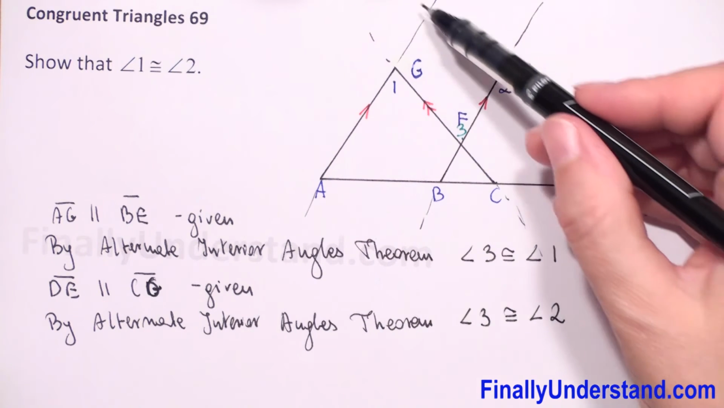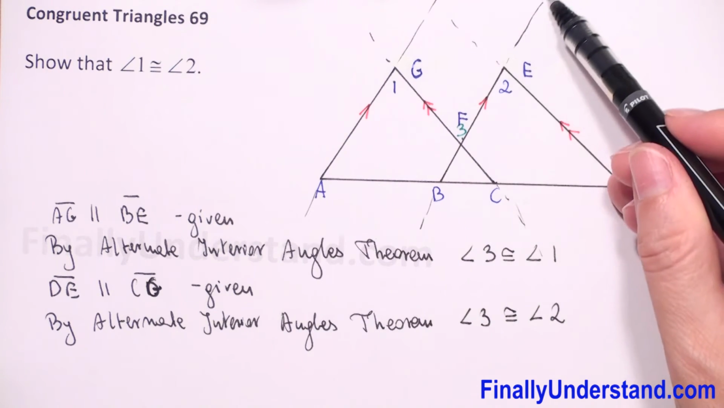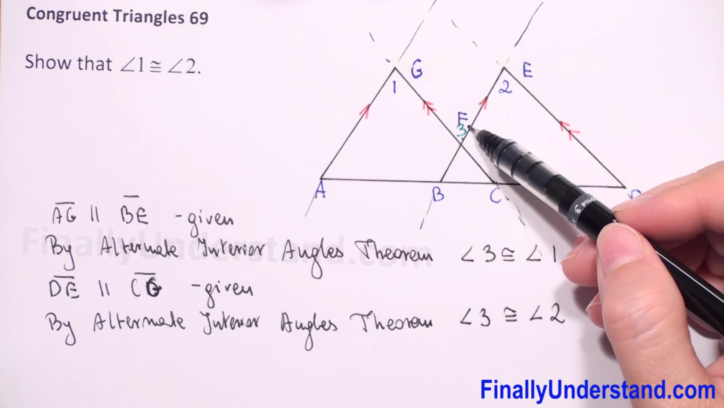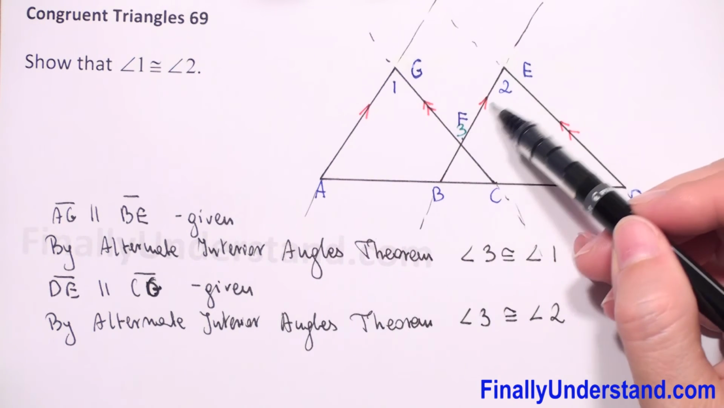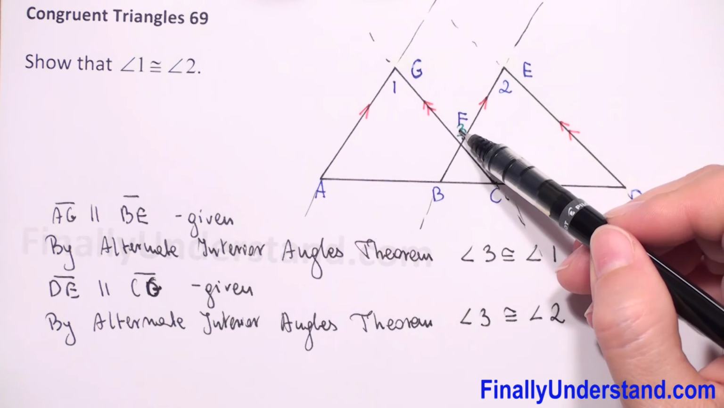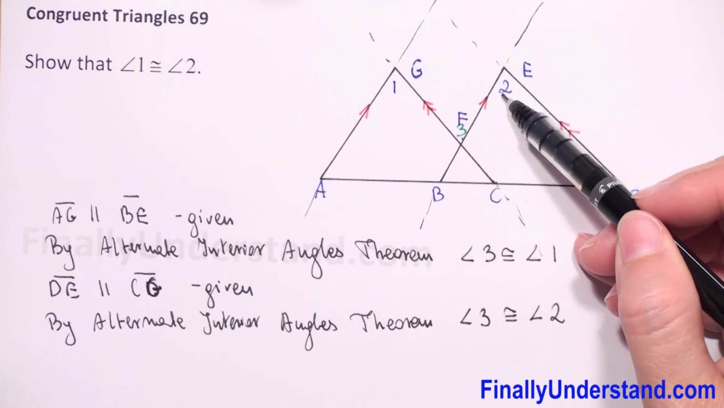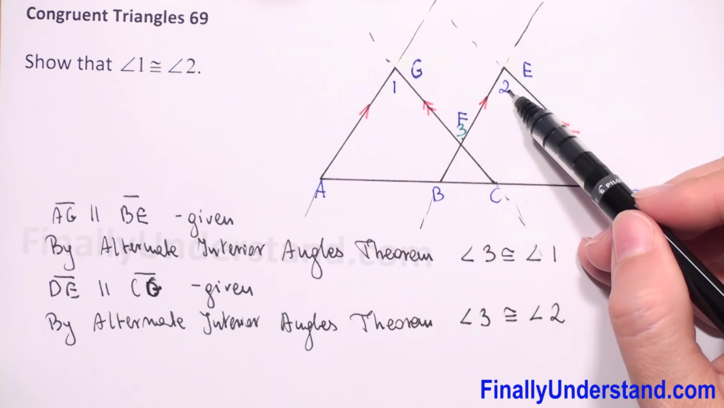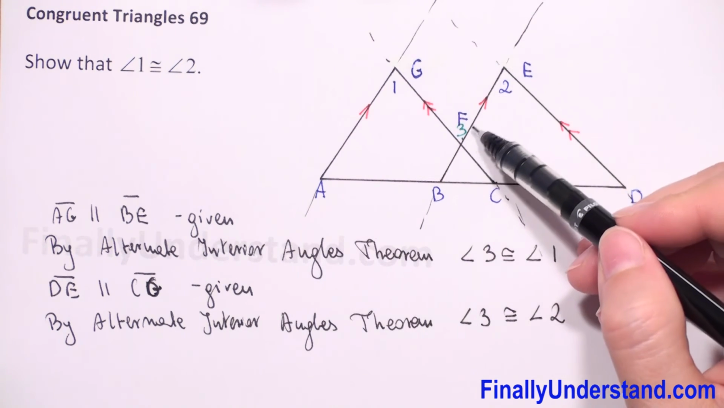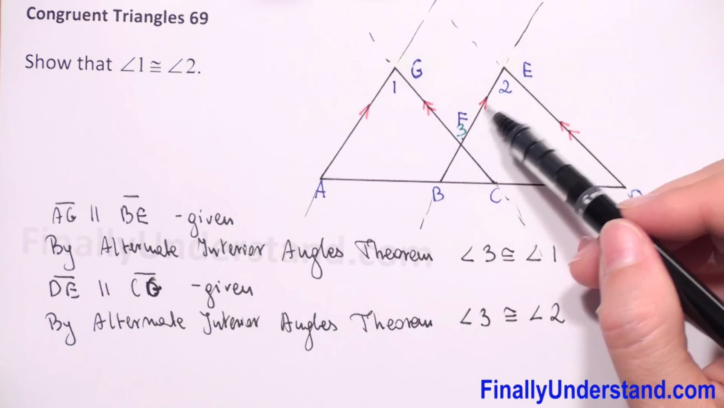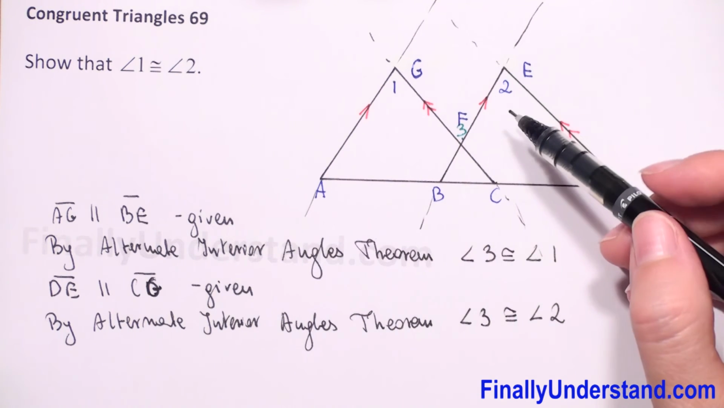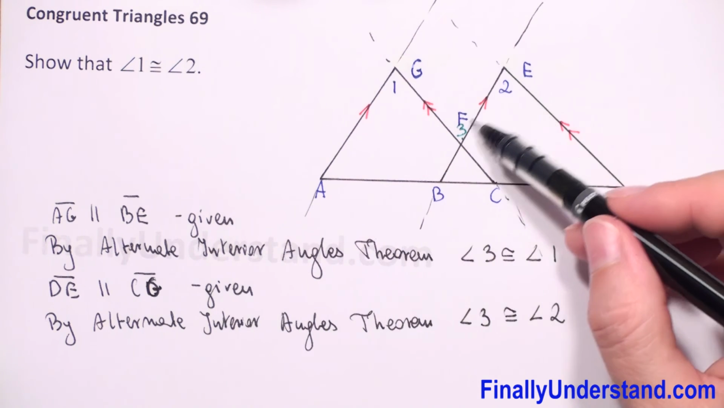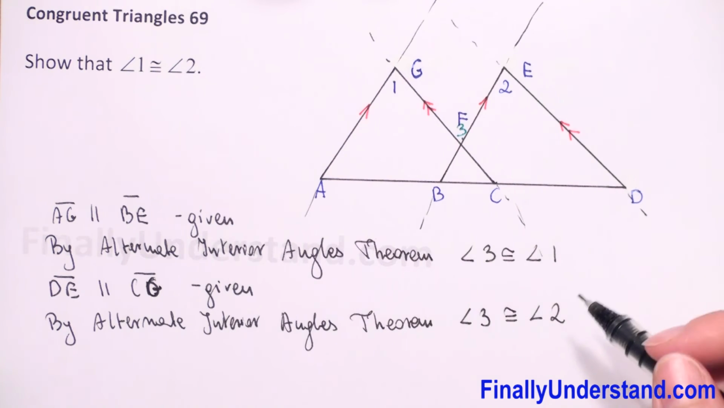One more time, if two parallel lines are cut by a transversal, then the pairs of alternate interior angles are congruent. Let me remind you, alternate interior angles are angles which are between these two lines and on opposite sides of our transversal. So 3 and 2 are alternate interior angles, and by alternate interior angles theorem, these two angles are congruent.